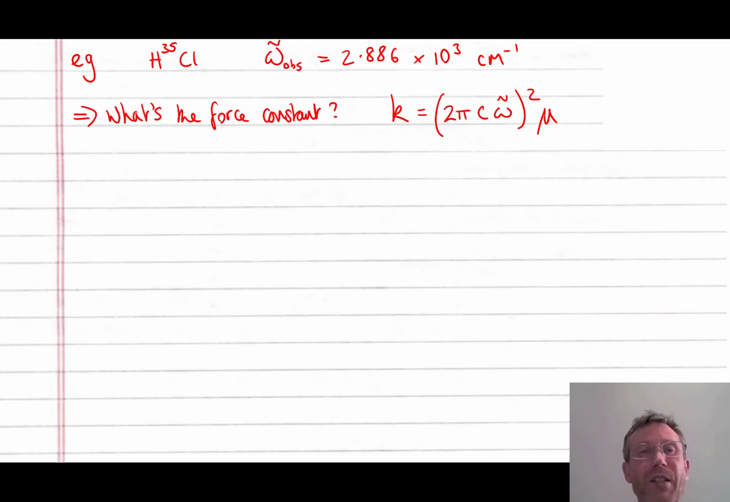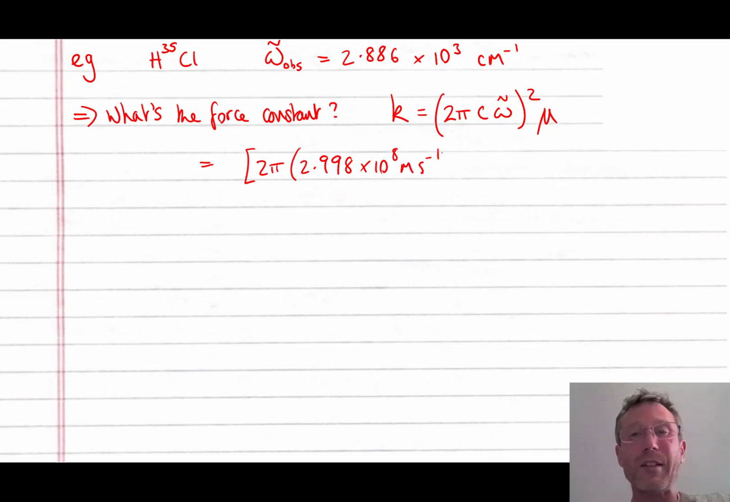Okay, it ends up being a plug and chug type exercise, so that ends up being equal to 2 pi times 2.998 times 10 to the 8 meters per second, multiplied by 2.886 times 10 to the 3rd wave numbers.